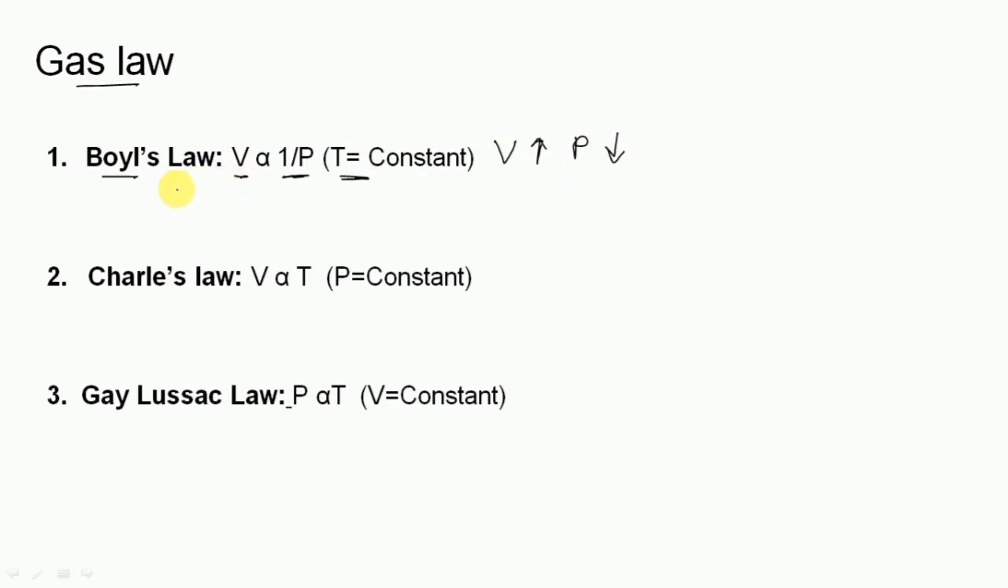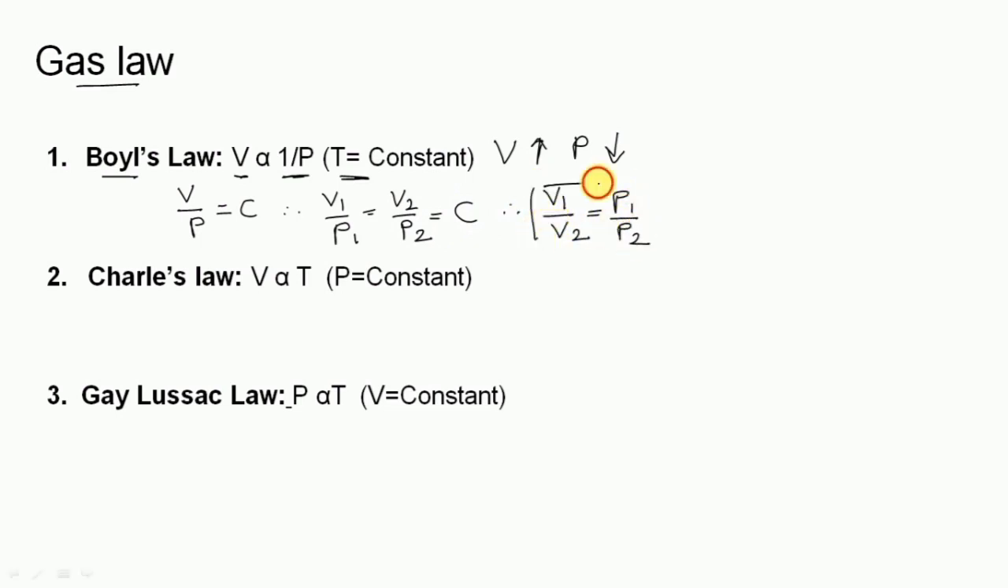So if we write here V upon P is equal to constant, if we rearrange this term, then we can write V1 by P1 is equal to V2 by P2 is equal to constant, or we can rearrange V1 by V2 is equal to P1 by P2. So this is the relation of volume and pressure if the temperature is constant in Boyle's law.